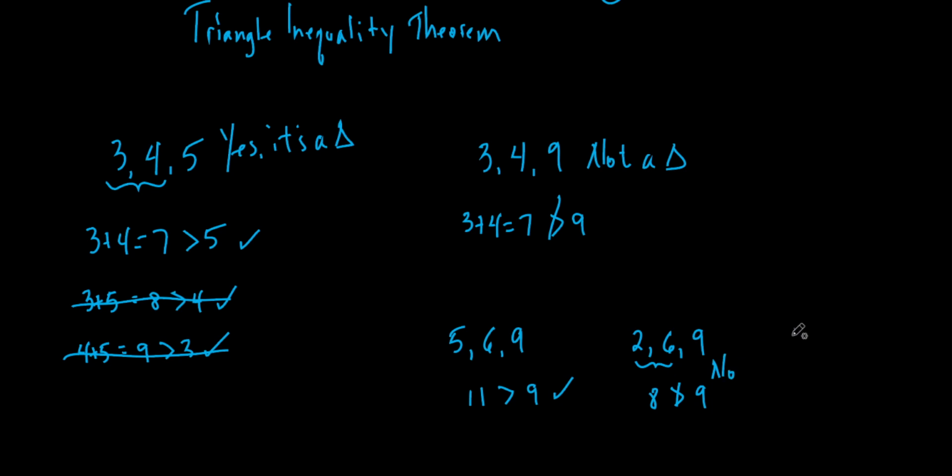What about 4, 5, and 9? Is that a triangle? That's right, it is the same. 4 plus 5 is 9. Is 9 greater than 9? No, it's not greater than. It's actually equal to. But what does the theorem say? It says it's got to be greater than. This is not greater than, so this is no. So you cannot have a triangle with sides 4, 5, and 9. All right? Think about that.